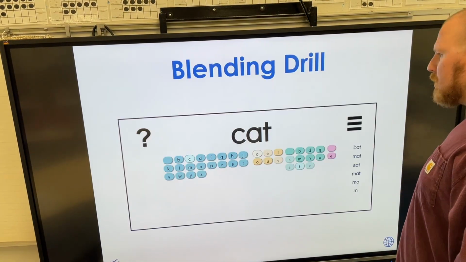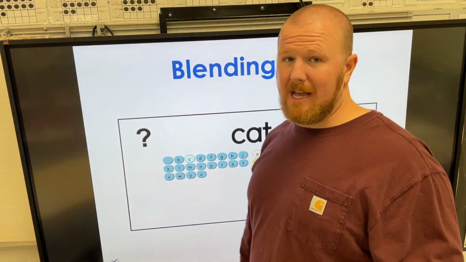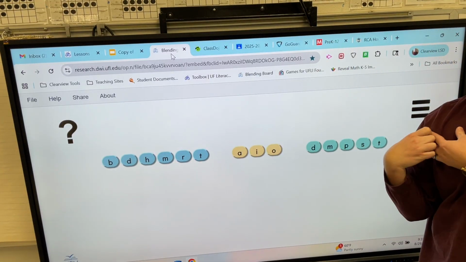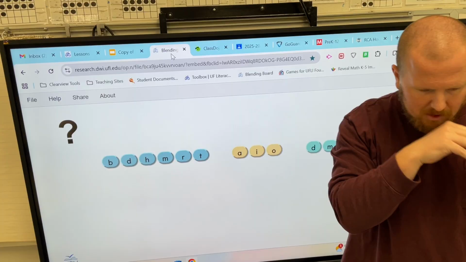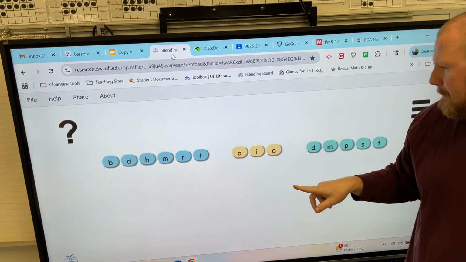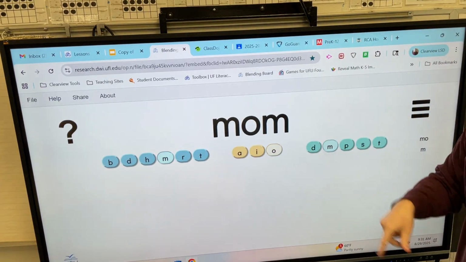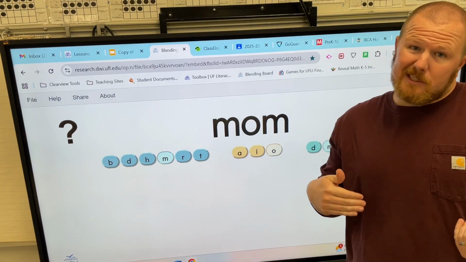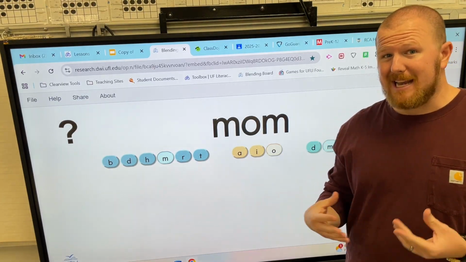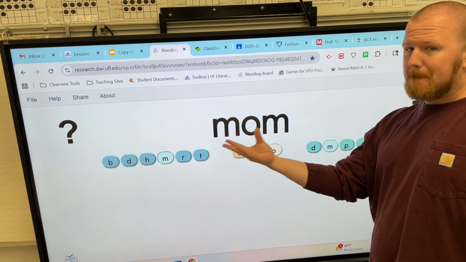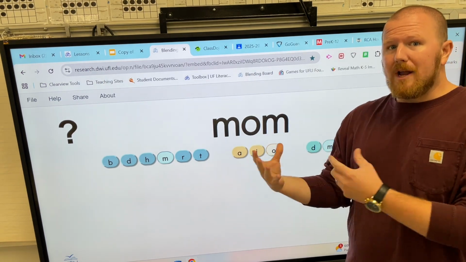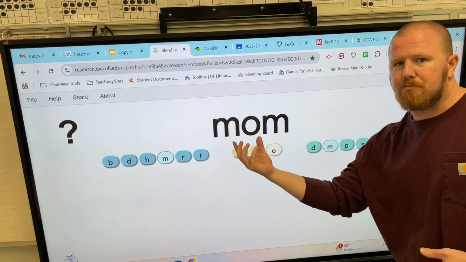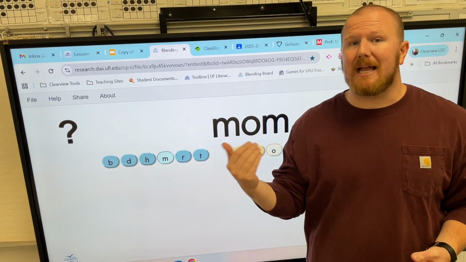We're going to be moving on to our blending board. So I gotta pull up my blending board. And what I'm gonna do is put a word together and you're gonna read it. So if I put up the word, what word is that? Mom. So we should be at a point here in second grade anyway. If you're in first grade, you might need to sound it out. But in second grade, we already have practiced that a lot. So we're saying mom. We're kind of just blending it together. That's why it's called the blending board.